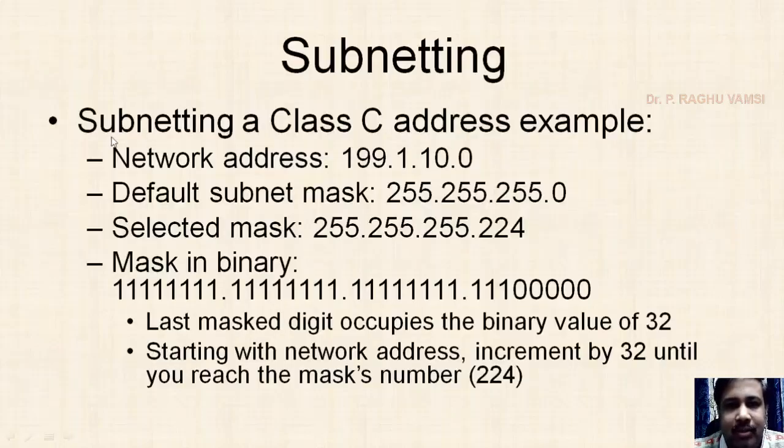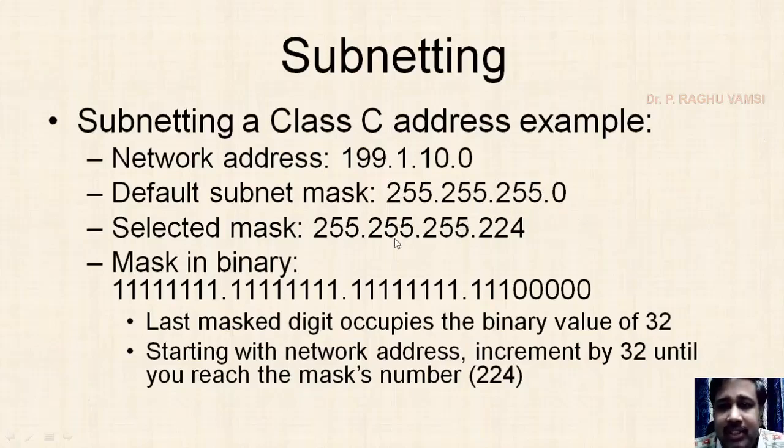So, for example, subnetting a class C address. The network address is 199.1.10.0. The default subnet mask is 255.255.255.0, because the first 3 octets are fixed to the maximum value and the last one is the only one left. The first 3 octets represent the network address, and the last octet will represent the host address.